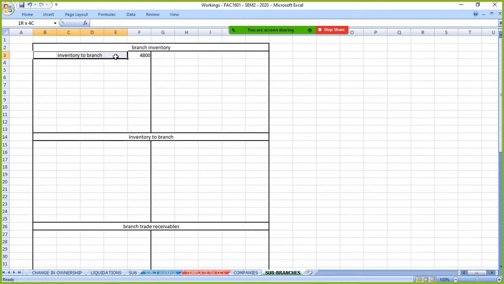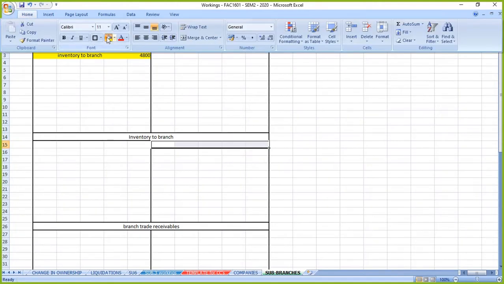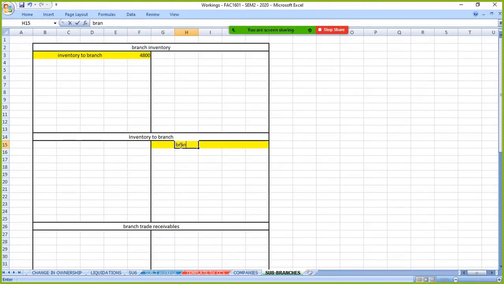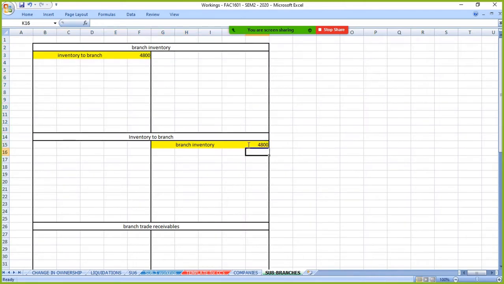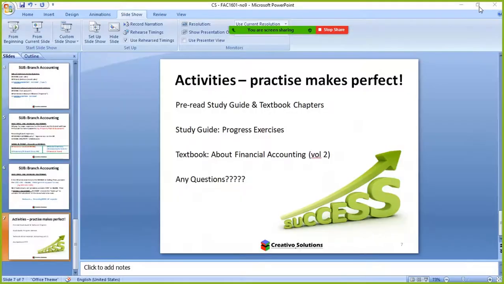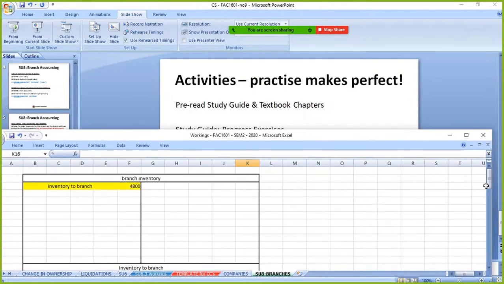Can you have a debit without a credit? No. So inventory to branch 4,800, branch inventory. Good. Okay, so see, you're creating this account to account for inventory that's no longer at the head office. Okay. Happy with that one? Yes. Okay, what's next? Let me shrink this actually so we can see the question as well.